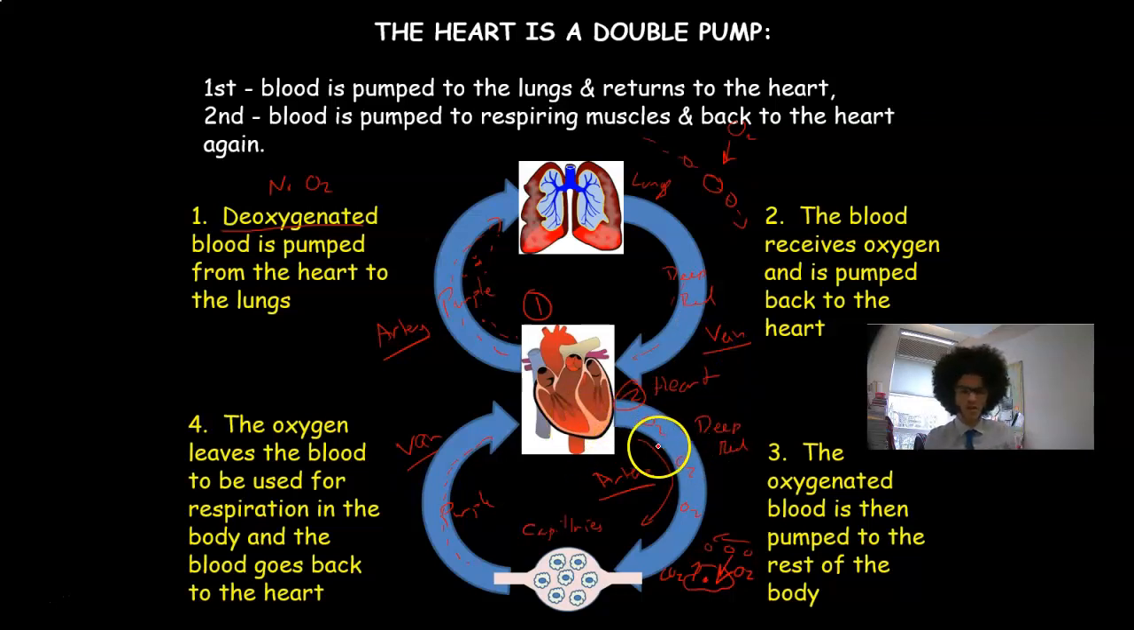The reason why the arteries have such thicker muscles on the outside is because they're dealing with the high pressure of the heart pumping the blood out, and this is something which I'll talk about a bit more in another video on the heart. So that's why it's called a double pump. So quite a lot of information there to digest, but it's really important that you do master it.